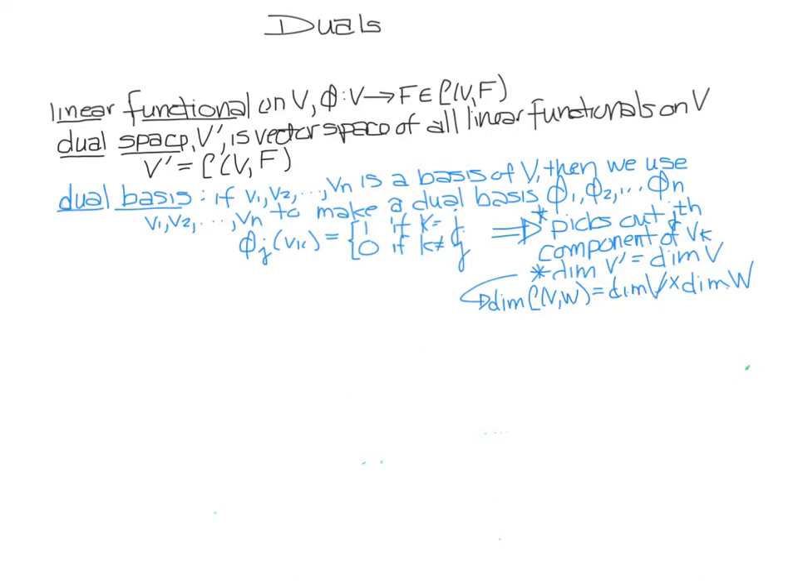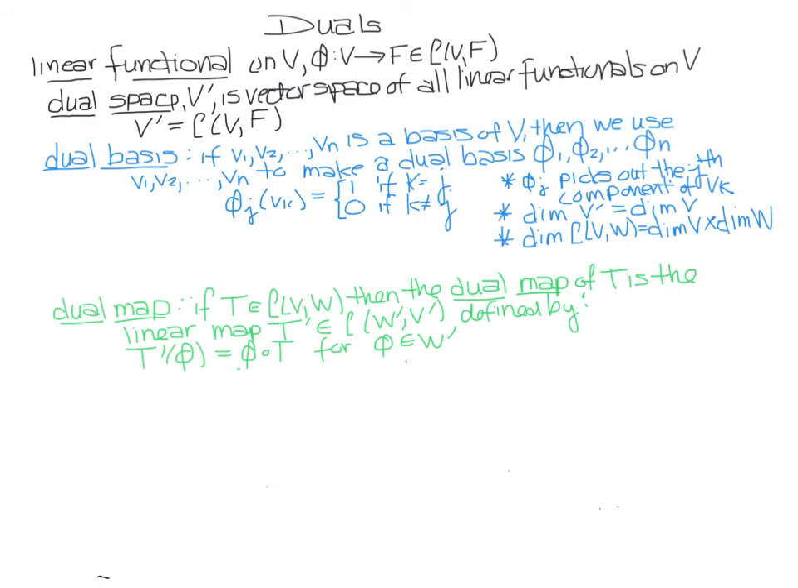The last thing I want to talk about when I talk about duals is the dual map. So let's review the definition. If T is a linear map from V to W, then the dual map of T, denoted T prime, is in the space of linear maps from W prime to V prime, defined by T prime of phi equals phi composed with T, for phi in W prime.